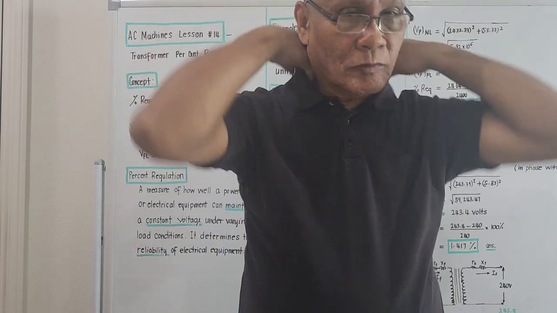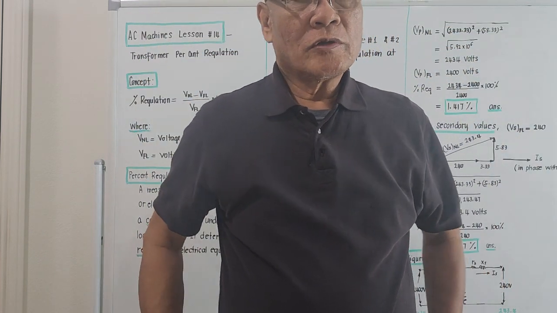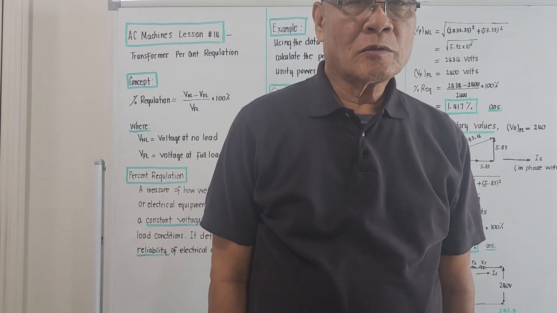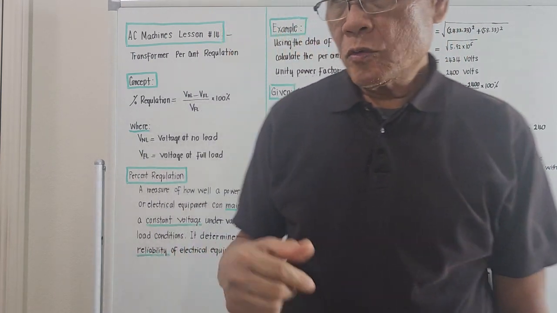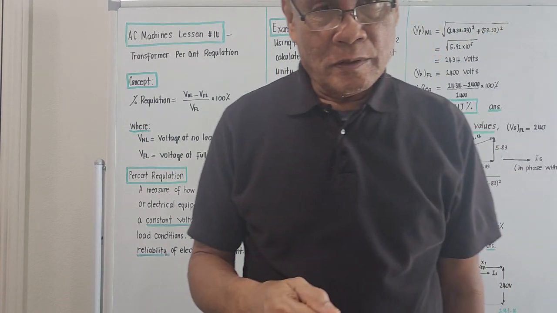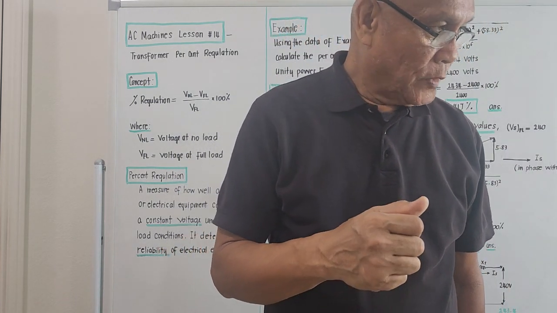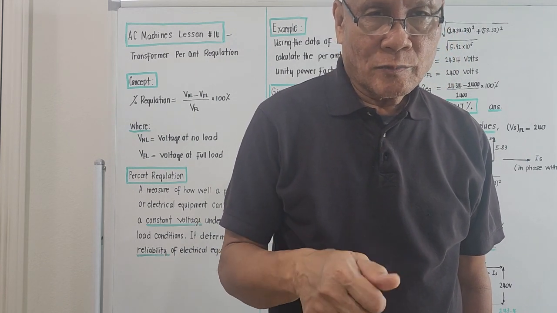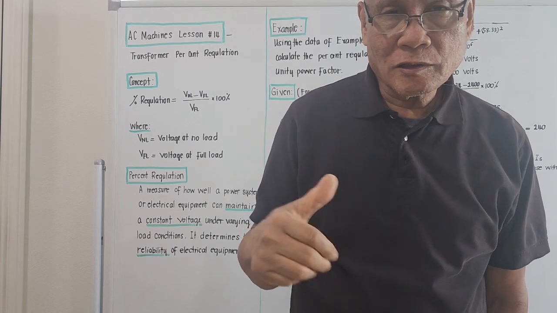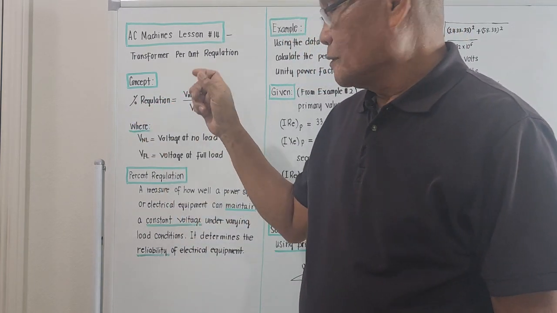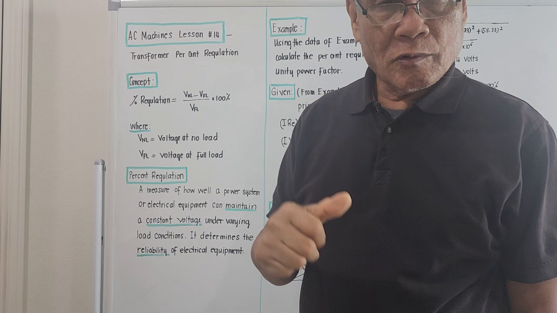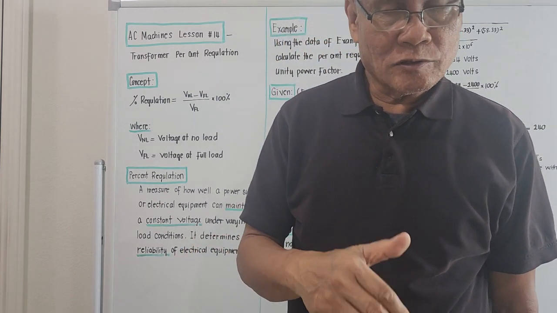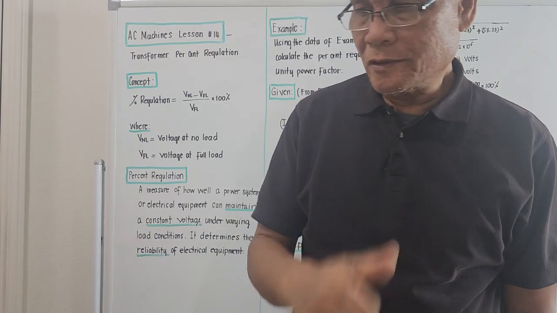My discussion for tonight will be a long video format discussion on the topic alternating current machines, and we are now on lesson number 14. Let's continue alternating current machines. Lesson number 14. The title of the topic is transformer percent regulation: the computation of how reliable the voltage of a transformer is. Okay, let's proceed.